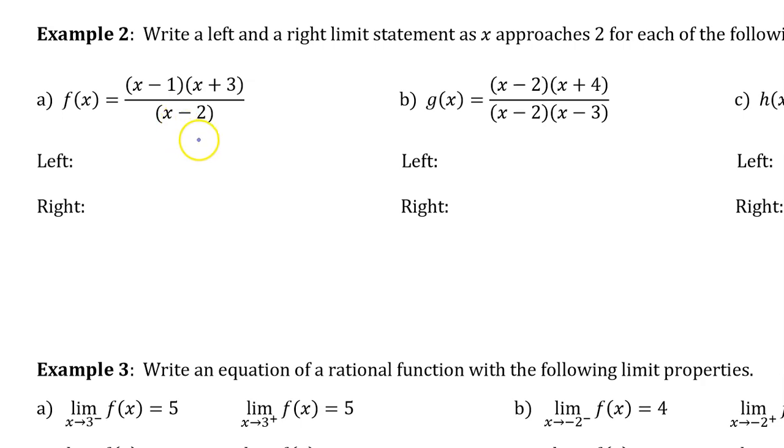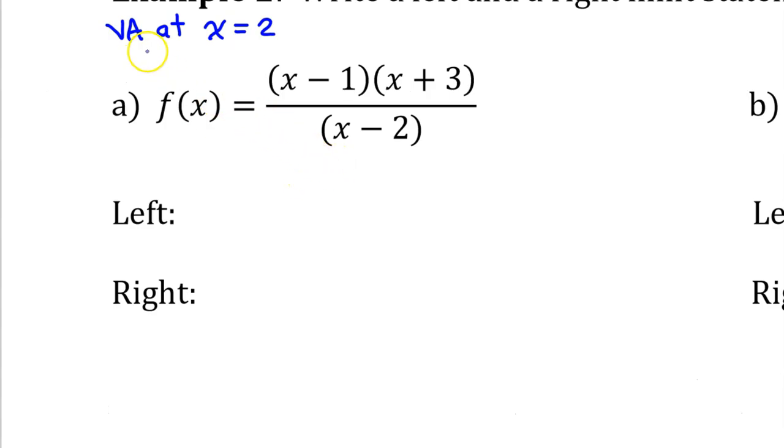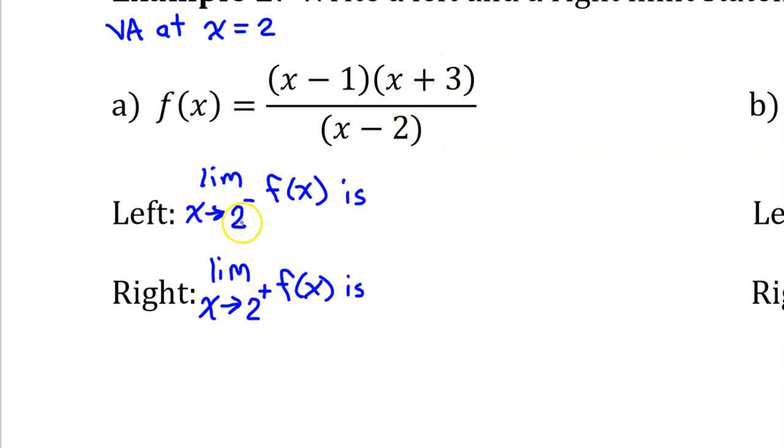Look at part A. Will we have a hole at x equals 2 or a vertical asymptote at x equals 2? It'll be a hole if the x minus 2 cancels out. If it doesn't, it's a vertical asymptote. It's going to be a vertical asymptote at x equals 2 because the x minus 2 does not cancel out with anything. Since we have a vertical asymptote at x equals 2, the limit from the left or right will either be positive or negative infinity. It's just a matter of how do we know whether they are positive infinity or negative infinity.